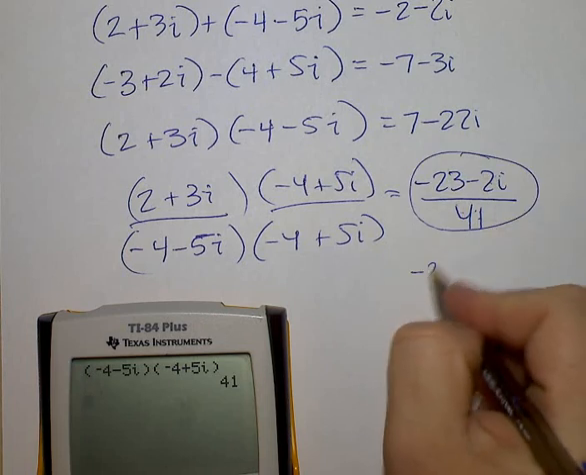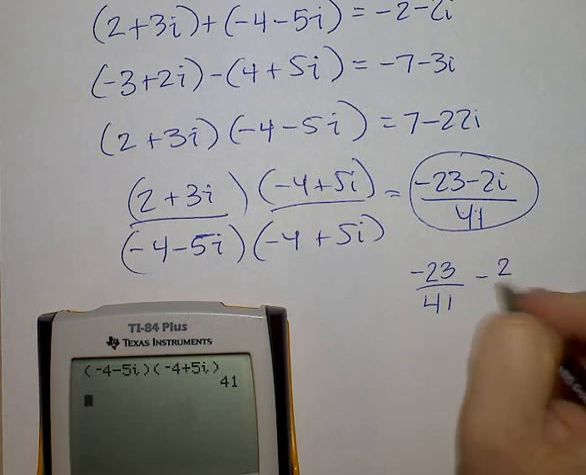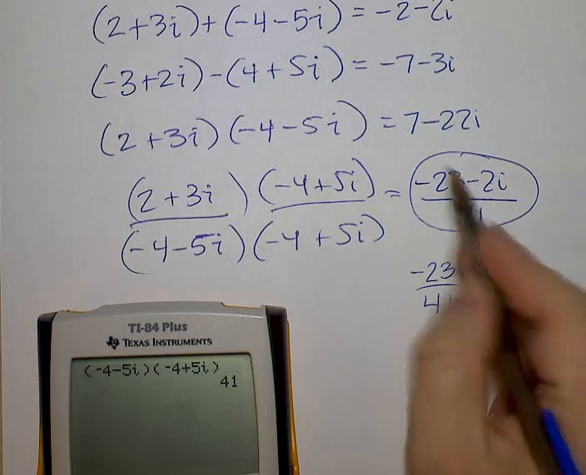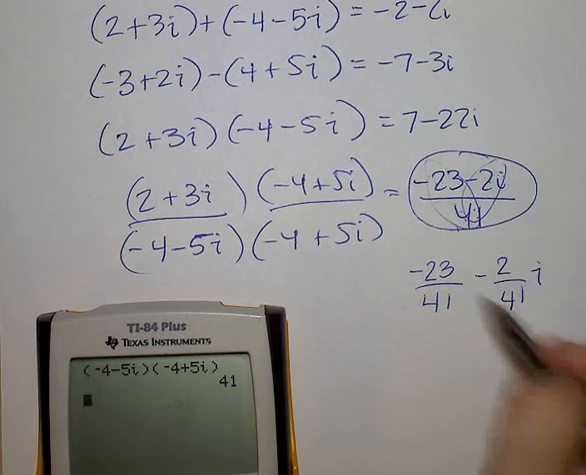You may also see on a standardized test something like this. It's the exact same thing, just separated, where 41 is divided equally with both the real and the imaginary portions. Either one is correct.